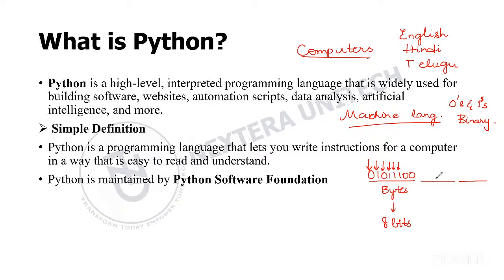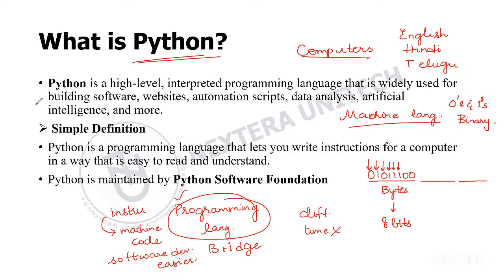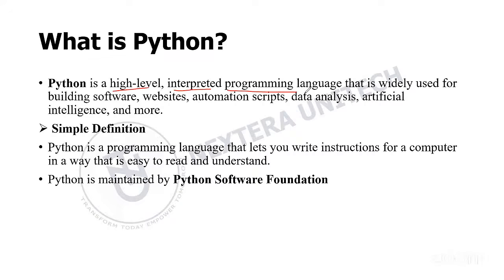But if you imagine writing programs like this for lines and lines of code, it would be very difficult and very time consuming. So humans created programming languages. Programming languages act as a bridge between human logic and machine code. They help us to write instructions in a human readable format and also convert these instructions into machine code, and they also make software development easier. One such programming language is Python. Python is a high-level interpreted programming language that is widely used for building software, websites, automation scripts, data analysis, artificial intelligence, machine learning, and many more.